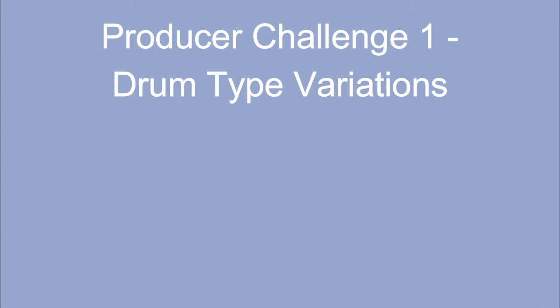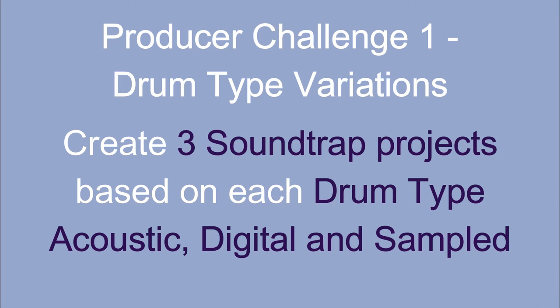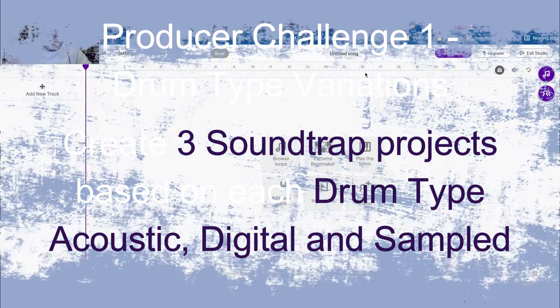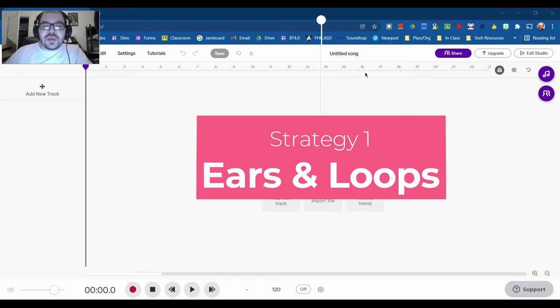Hello everyone, this is Mr. Marr with my tutorial for Producer Challenge 1 Drum Type Variations. For this assignment, you're going to create 3 new Soundtrap projects based on each drum type that we've covered: acoustic, digital, and sample. There are a few different strategies for finding these types of drum sounds in Soundtrap, so let's get started. The first strategy that we're going to cover is using the loop library and just using your ears.